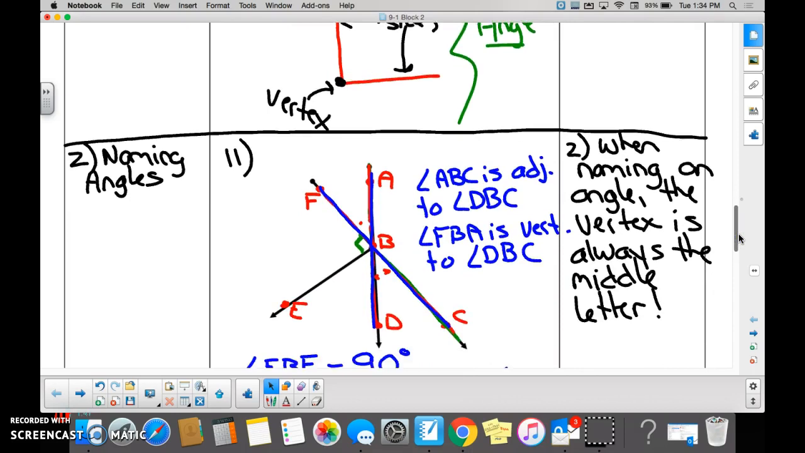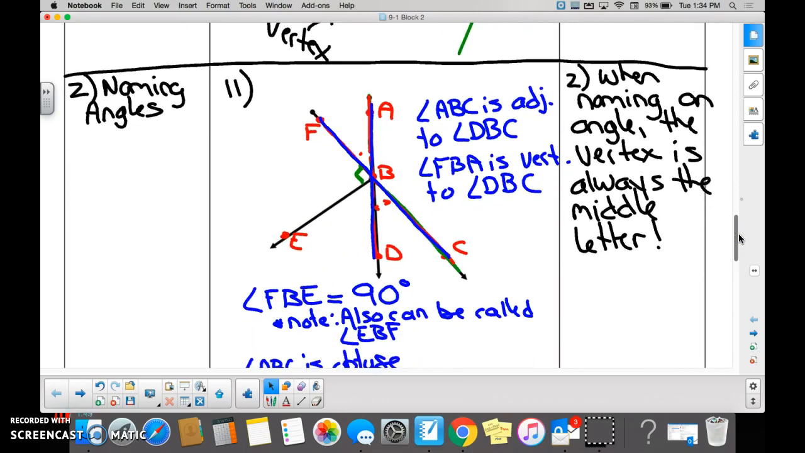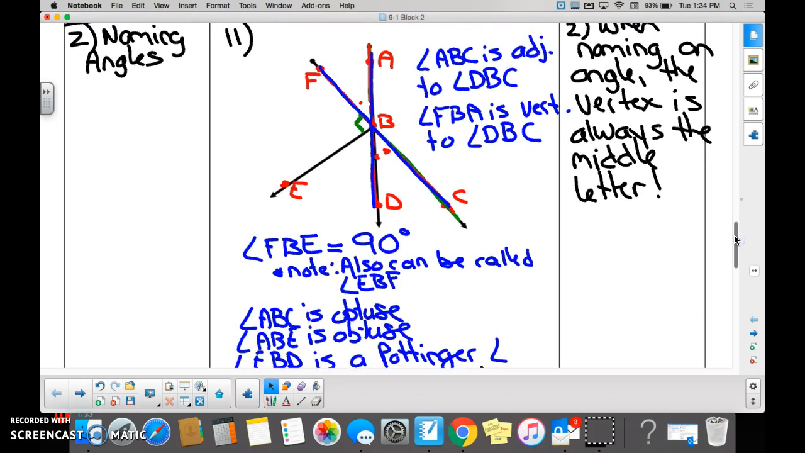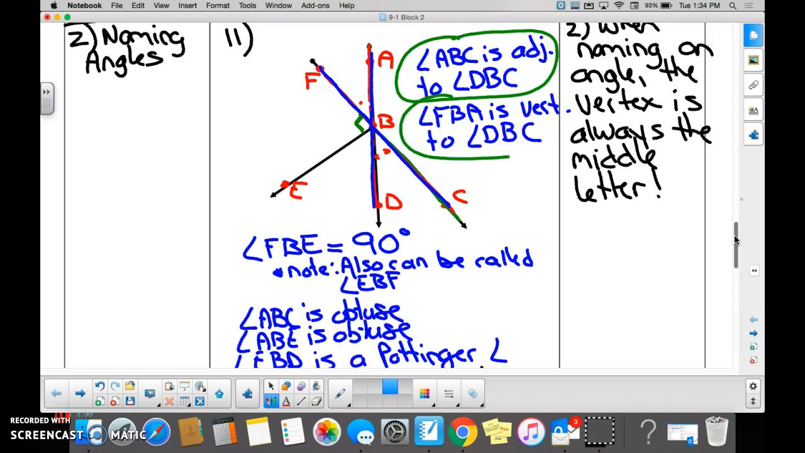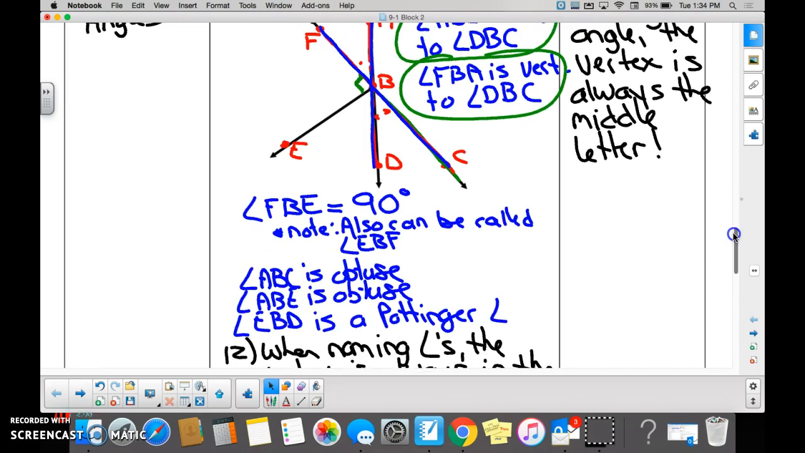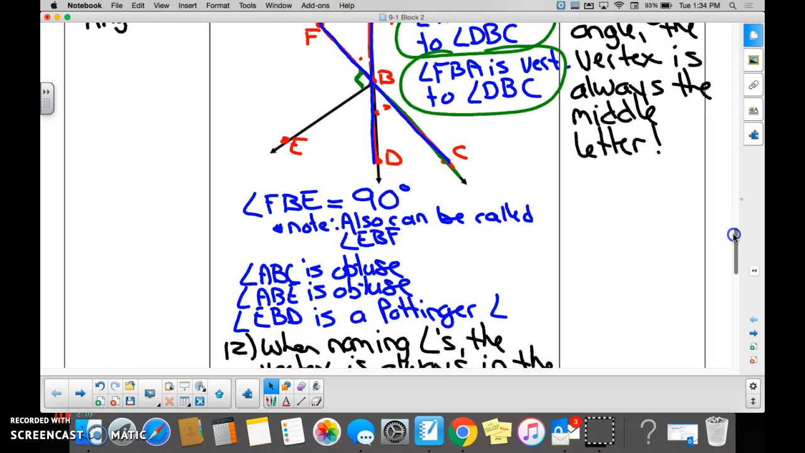Okay, you ready? Little pop quiz here. You have some information on this diagram. We told you a whole bunch of things. We told you that angle ABC is adjacent to angle DBC. We told you that angle FBA is vertical to angle DBC. If you slide down here, we told you a whole bunch of things here in blue. Angle FBE equals 90 degrees, angle ABC is obtuse, ABE is obtuse, EBD is an acute angle.